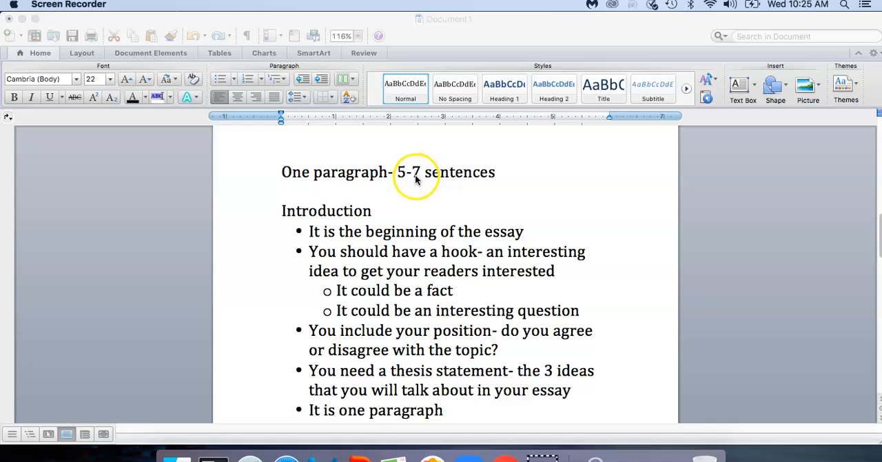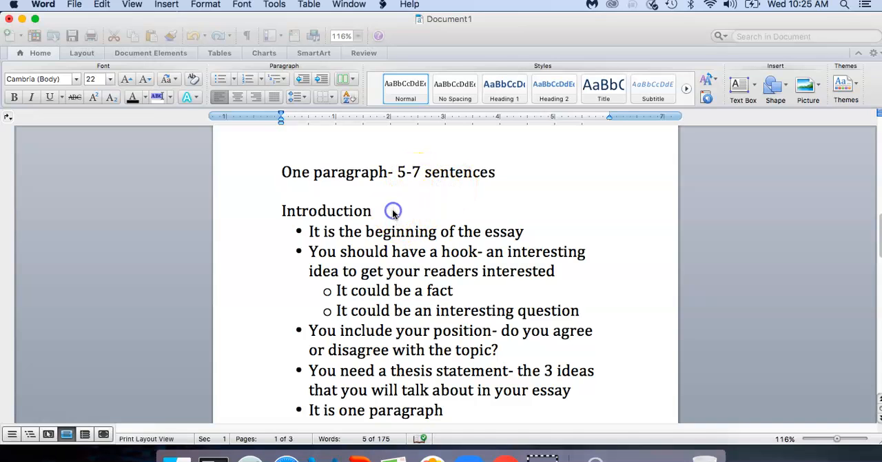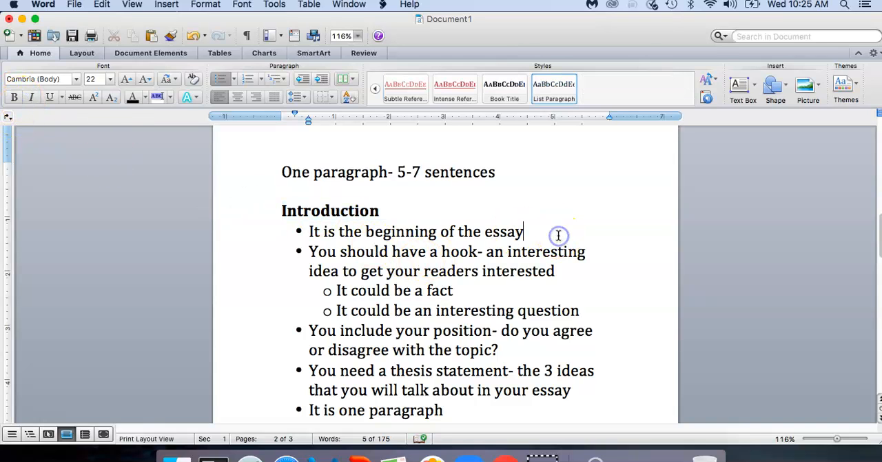One paragraph, remember you need 5 to 7 sentences for one paragraph. So the first part of your essay is the introduction. It is the beginning of the essay. You should have a hook. Remember, hook is something that's interesting. Usually it's a fact or an interesting question so that your readers are interested in what they are about to read.